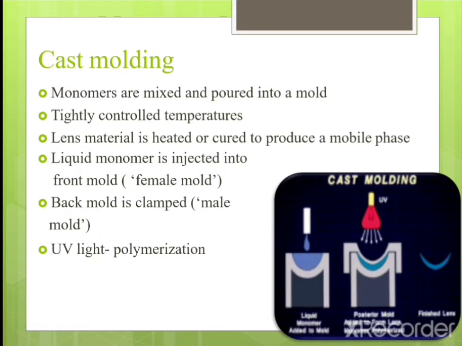Next is cast molding. You can see in the image the blue drops going onto the spherical surface that makes the contact lenses. Monomers are mixed and poured into a mold. With tightly controlled temperatures, the lens material is heated or cured to produce a mobile phase. Liquid monomer is injected into a front mold, as you can see in the image, and the back mold, the male mold, is clamped. UV light polymerization is done in this case.